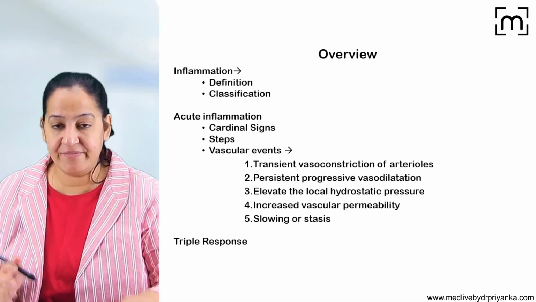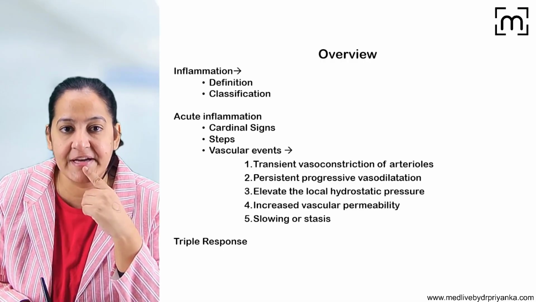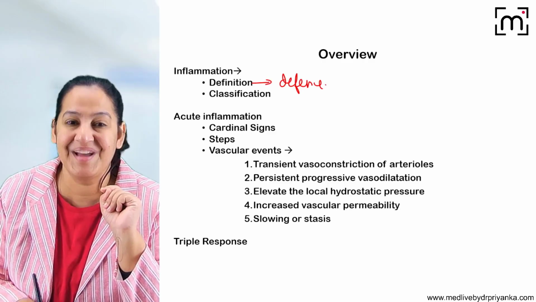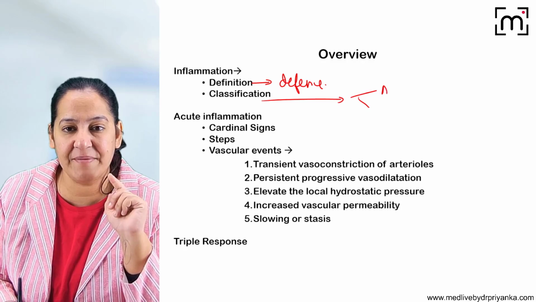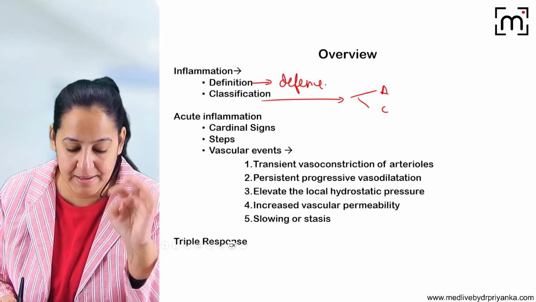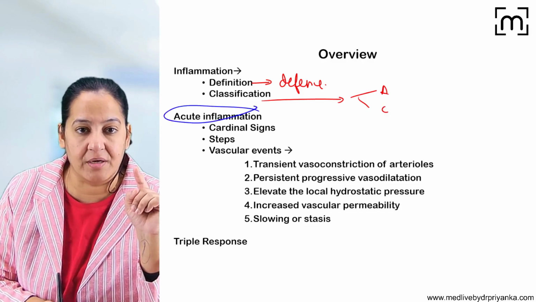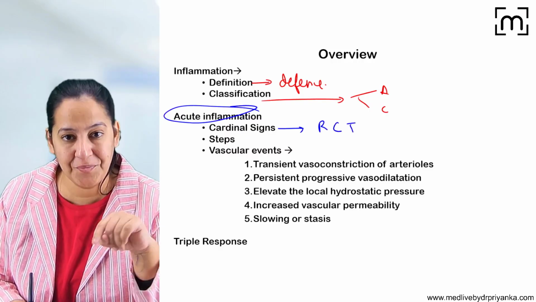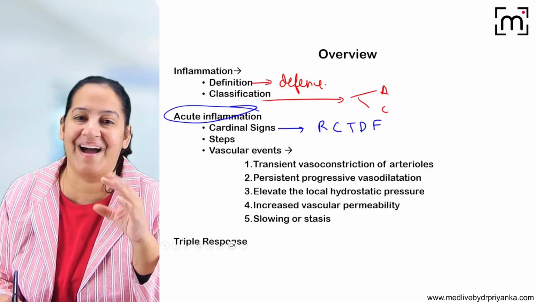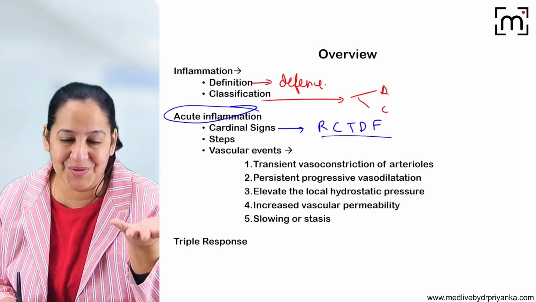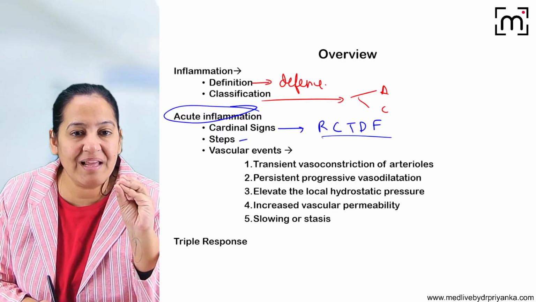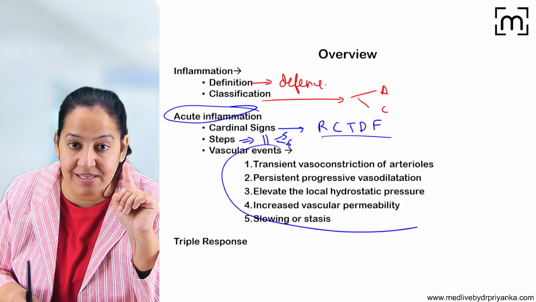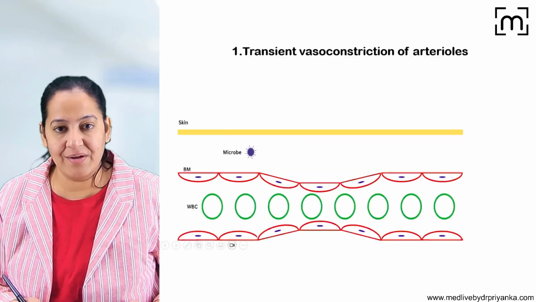So let's revise it quickly. If this long question comes in your exam, what are you going to write? First, write down the definition of inflammation. It's the body's defense mechanism. What is the classification? There are two types of inflammation, acute and chronic, and you know the differences between them. In acute inflammation, there are 5 cardinal signs: rubor, calor, tumor, dolor, functio laesa. This is Latin, and you know the meaning of them. There are total 11 steps. Enumerate all of them: 5 vascular, 6 cellular. Here we are discussing the 5 vascular. What are the 5 vascular steps?